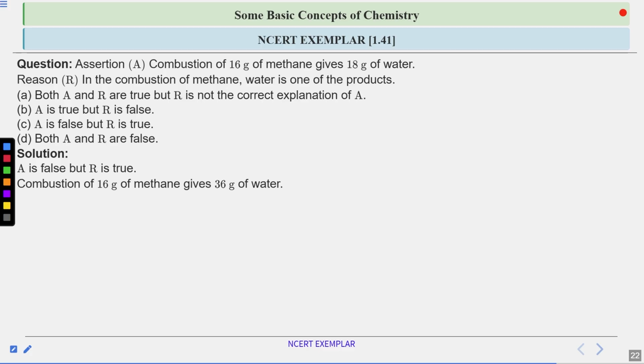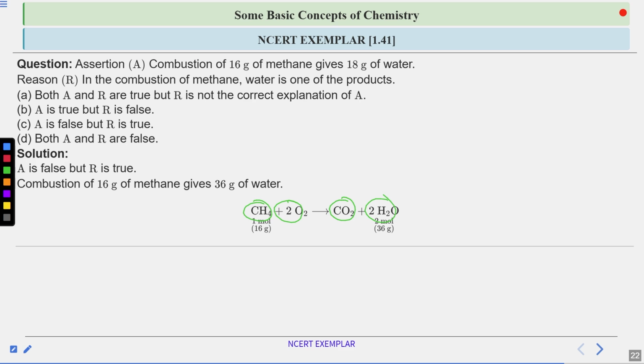So if you just look at the combustion equation, it will give that 16 gram of methane combustion will give you 36 gram of water. How is it possible? So the balanced chemical equation for combustion of this methane is CH4 plus 2O2 gives us CO2 plus 2H2O.